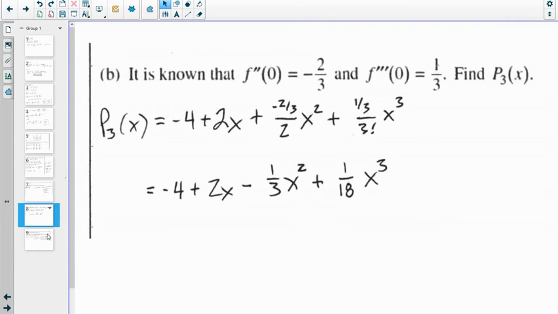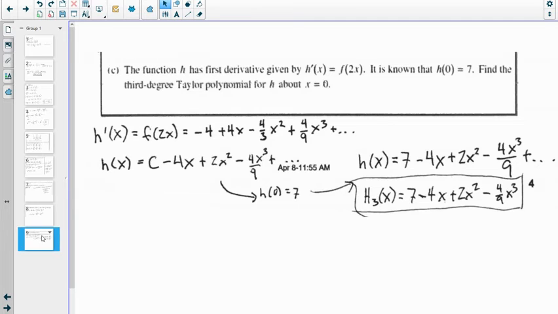And then I moved on to part C, where I didn't leave myself a whole lot of space to work on the PDF that I had printed off. And so let's see what we're doing here. They're telling me what the derivative of h looks like. It's f of 2x. And since I found most of f of x in the previous problem, I feel pretty good about plugging in 2x to that. And then the value of the function at 0 is equal to 7. And they want the third degree Taylor polynomial.